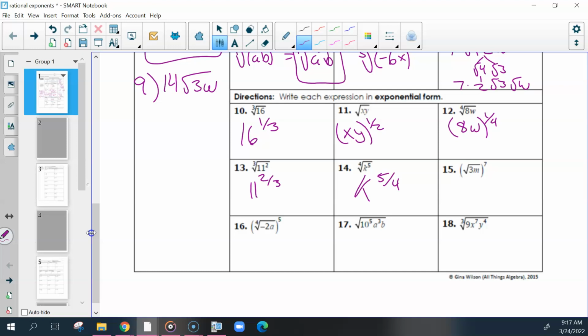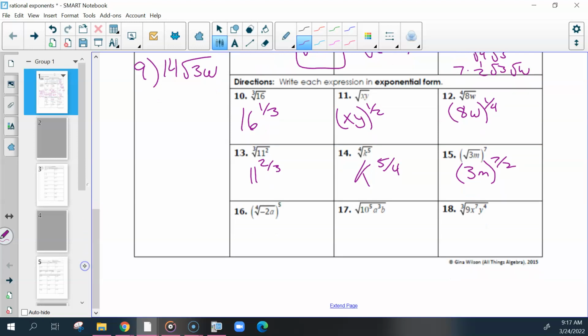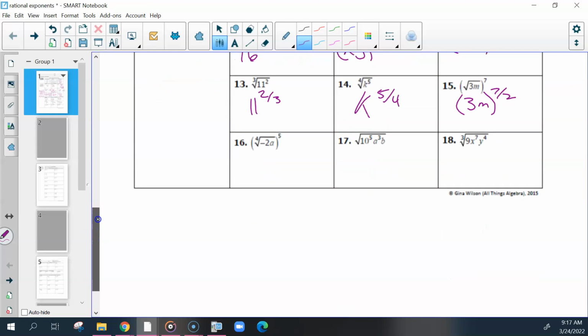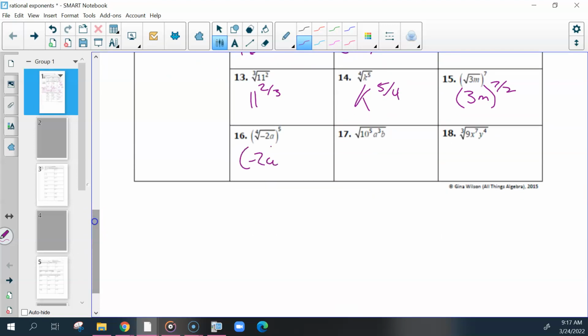Now 15, the exponent is on the outside, but it still does the same thing as if it were on the inside. So if you lay it out in parentheses... How would you write that? 17 would be similar. Everything would be in parentheses.